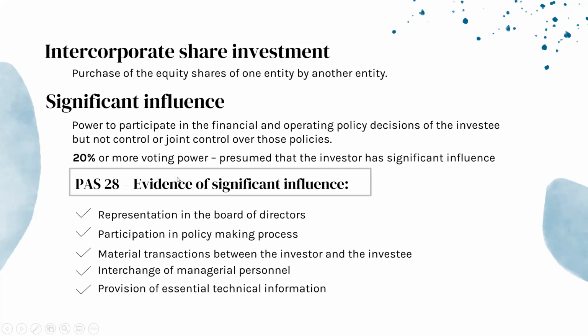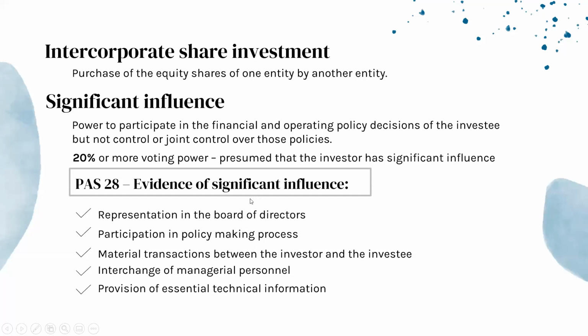According to FAST 28, meron ding ibang evidence of significant influence. So, hindi lang siya based dun sa ating ownership na 20%. Pwedeng kapag meron tayong control sa operations. So, may representation tayo sa board of directors, nagpa-participate tayo sa policy making ng company, and meron tayong material transactions between the investor and investee. So, pwede rin yung mga interchange of managerial personnel and provision of essential technical information.